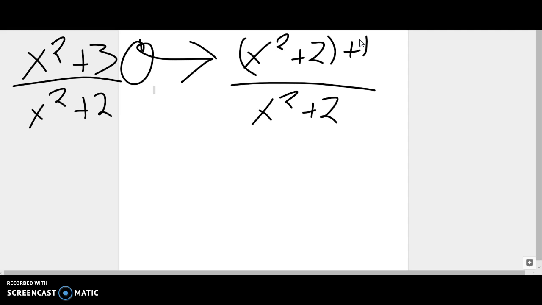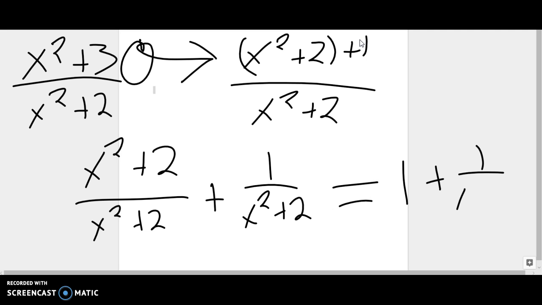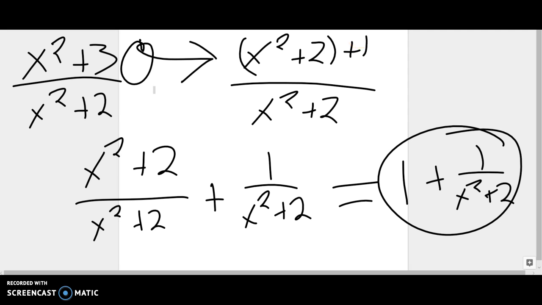Now another way to look at that is x squared plus 2 over x squared plus 2, plus 1 over x squared plus 2. Well, we know that x squared plus 2 over x squared plus 2 is the same thing as 1. So we have 1 plus 1 over x squared plus 2. And this right here is our answer.